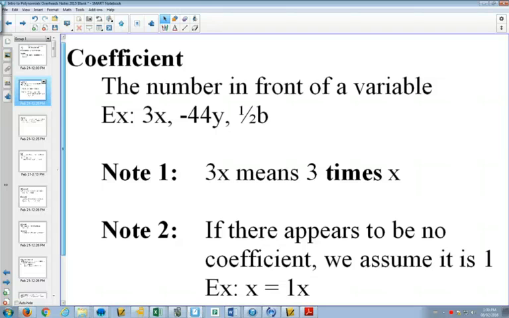Coefficient. So you might want to just leave some space for that first definition that you missed, and then you can get it later from the video.